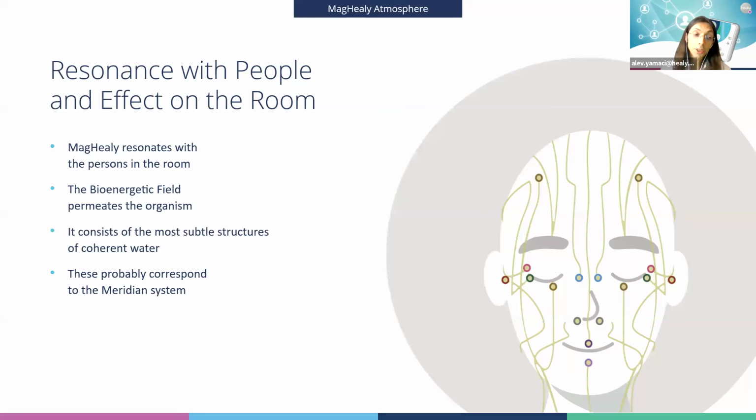And a question that's often asked: if I use an atmosphere program and it creates frequencies which are analyzed for me, what about the other persons in the room? Actually that's a combination. If the other persons in the room are open to those magnetic field frequencies, the MagHealy will of course analyze the frequencies that are good for both persons or all the persons in the room.